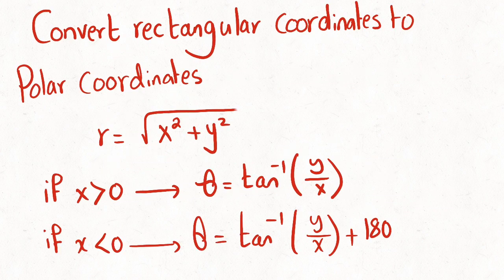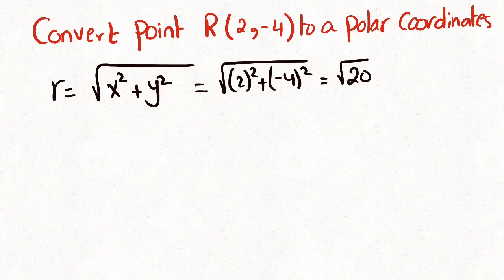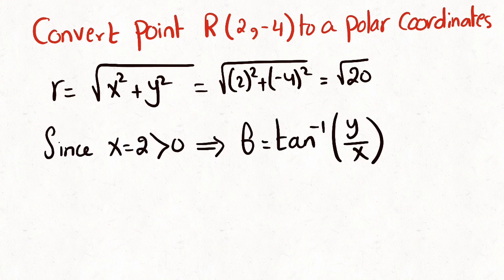When you convert from rectangular to polar, take into consideration the sign of x. If x is positive, then theta equals tan inverse of y over x. If x is negative, you have to add 180 to theta. Take the following example. Convert the point (2, -4) to polar coordinates. We start first of all by finding the value of r, which is the square root of x squared plus y squared, and it will be radical 20. Then we check the sign of x, and it's 2, positive. Thus theta is tan inverse of y over x, and then use the calculator and find theta.